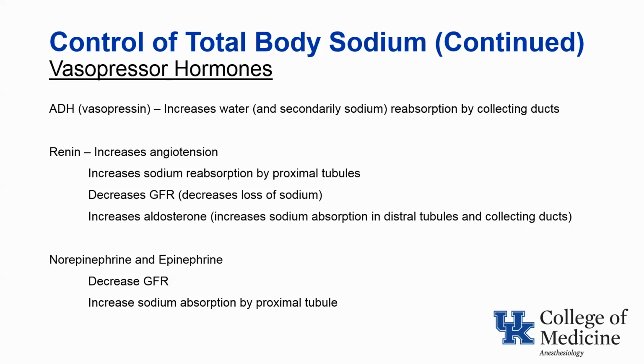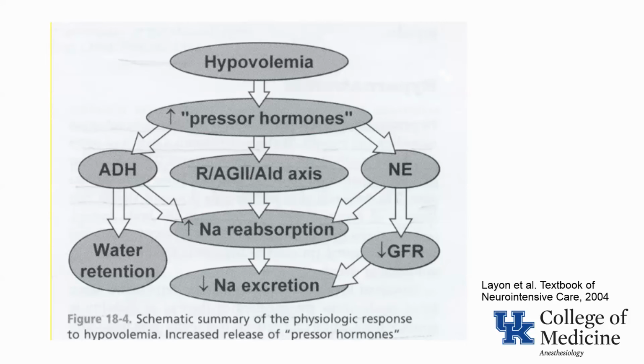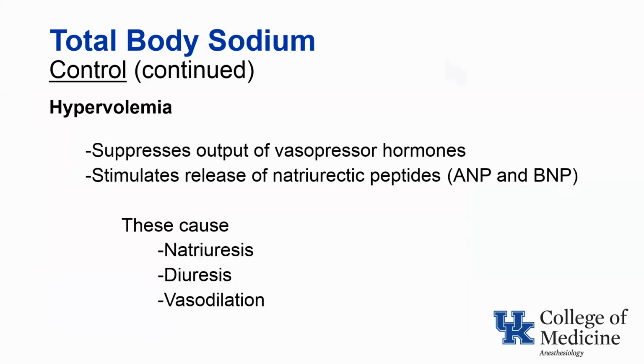The vasopressin results in increased water and sodium reabsorption. The renin results in increased sodium reabsorption, and norepinephrine decreases glomerular filtration rate and increases sodium reabsorption. All of these then lead to sodium retention in an effort to restore intravascular volume. This schematic summarizes the effect of hypovolemia and how these are manifested and mediated.